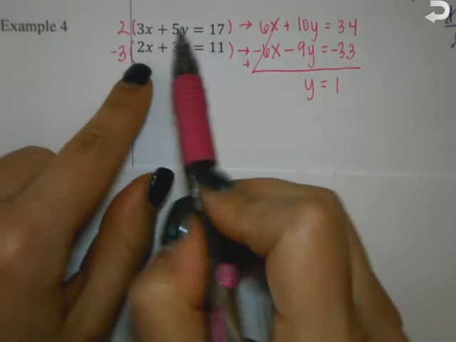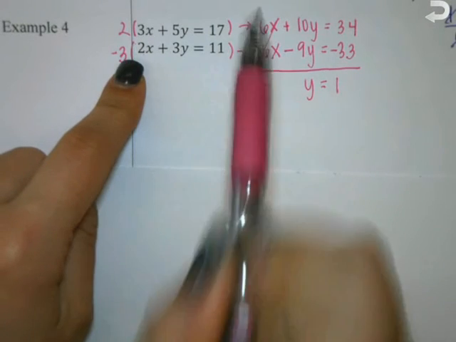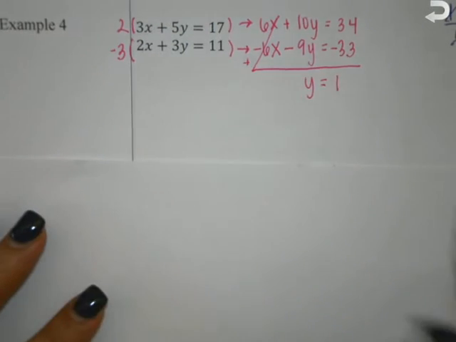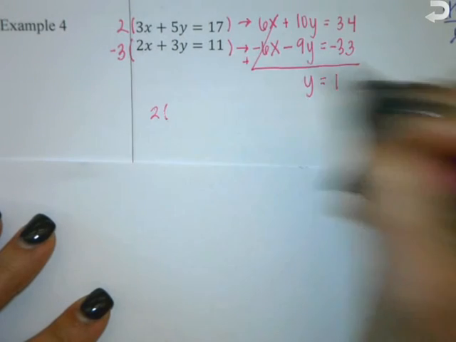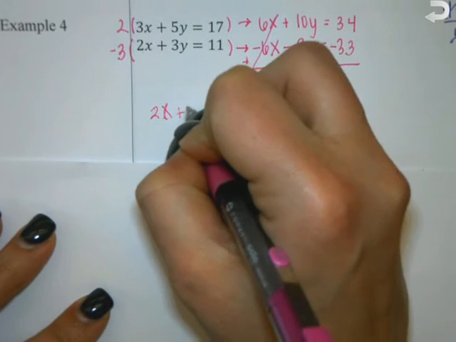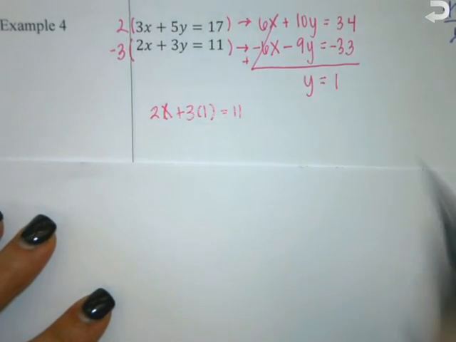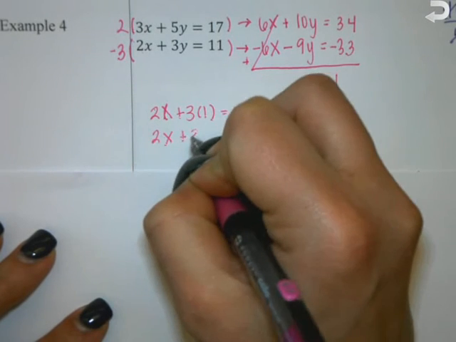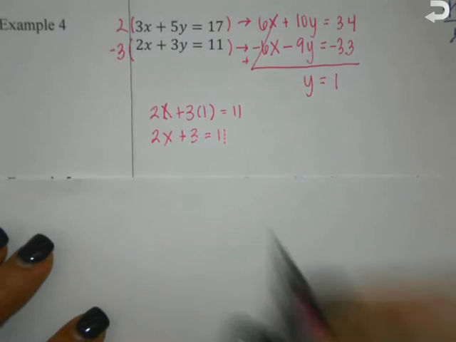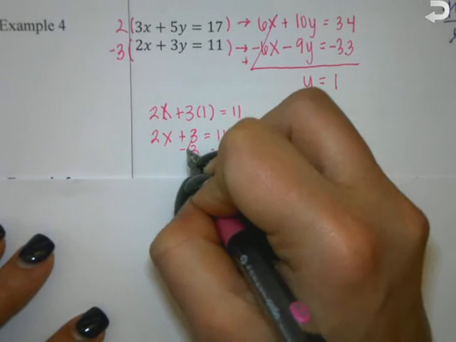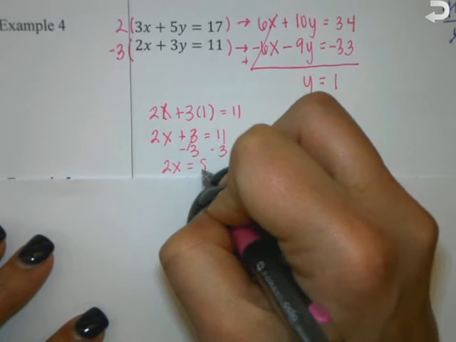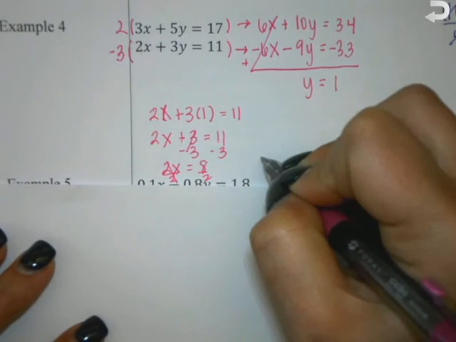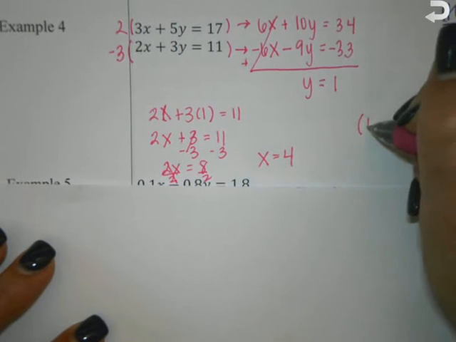So who wants to plug it into the first? You guys, who wants to plug it into the second? Okay, Moore said the second. So that's 2 times x plus 3 times 1 equals 11. So 2x plus 3 equals 11, minus 3. So that gives me 2x equals 8. And divide by 2. So we get x equals 4. So my answer is 4, 1.